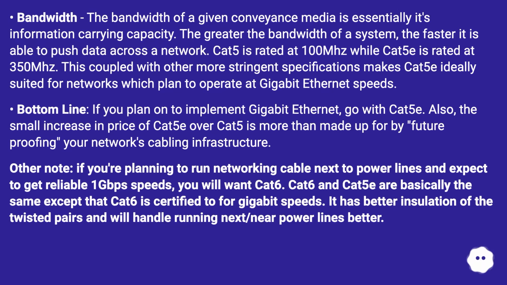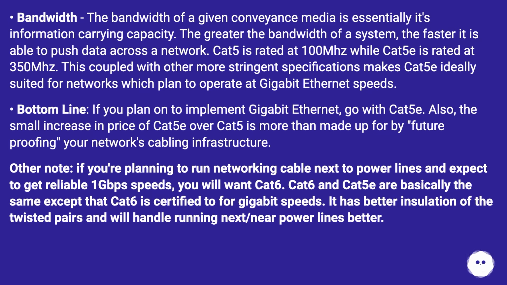Bandwidth. The bandwidth of a given conveyance media is essentially its information carrying capacity. The greater the bandwidth of a system, the faster it is able to push data across a network. CAT5 is rated at 100 MHz while CAT5e is rated at 350 MHz. This, coupled with other more stringent specifications, makes CAT5e ideally suited for networks which plan to operate at gigabit Ethernet speeds. Bottom line, if you plan to implement gigabit Ethernet, go with CAT5e.